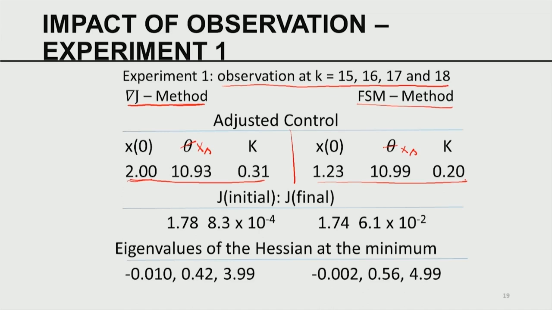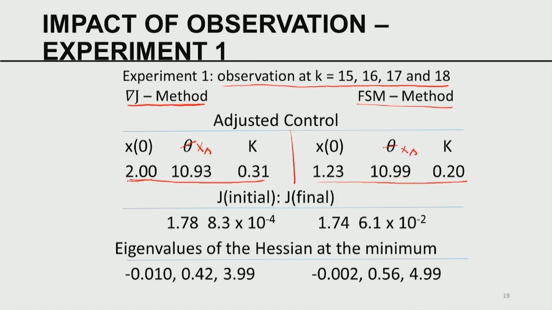Now you can see the true value of the initial condition is 1. The true value of the parameter was 0.2. FSM has recovered the true initial condition and the true parameter, and the boundary condition, I think was 11, and is pretty close.